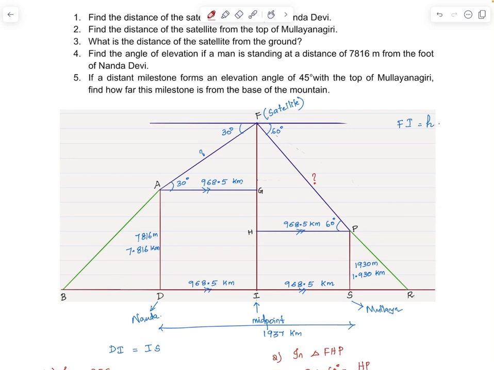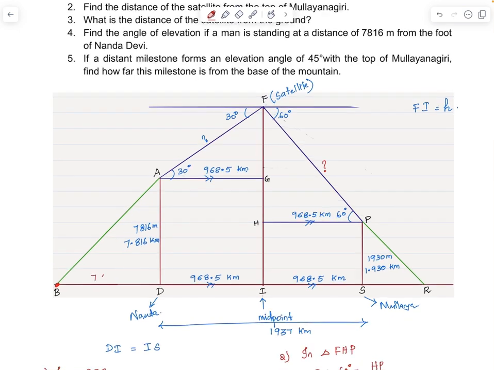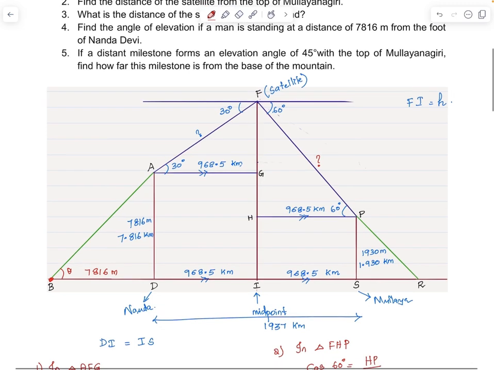Question 4. Find the angle of elevation if a man is standing at a distance of 7,816 meter from the foot of Nanda Devi. A man is standing at a point B. He is at a distance of 7,816 meter from the foot of the hill. We have to get the angle of elevation in this case. Since the opposite and the adjacent are involved, we'll go in for tan ratio. Tan theta is equal to opposite 7,816 meter upon adjacent 7,816. So tan theta is 1, which implies theta is equal to 45 degree.